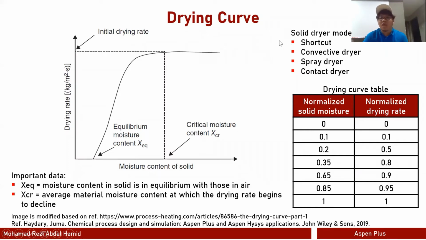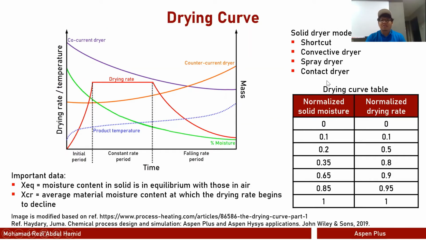Actually, in Aspen Plus, we have a solid dryer model, and this solid dryer model is capable of doing several different modes of calculation. The first one is a shortcut method. The second one is the convective dryer method, spray dryer method, as well as contact dryer mode. And for this simulation, we're going to use the convective dryer method or model.